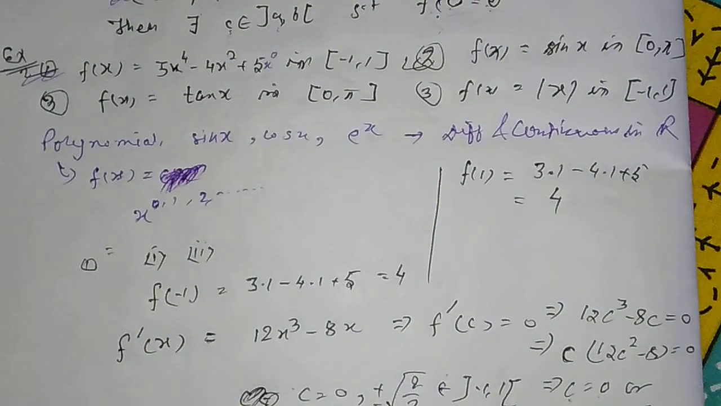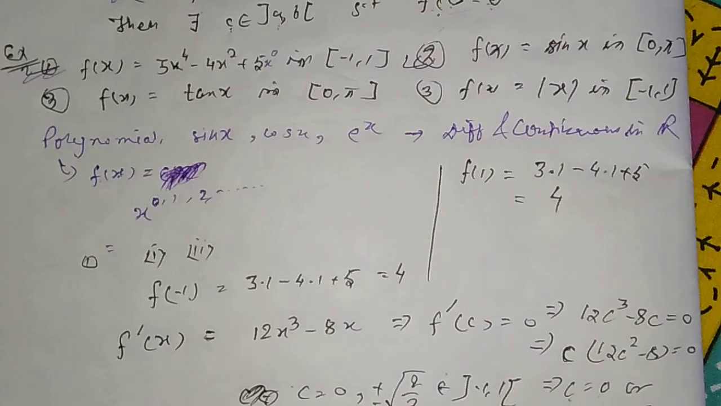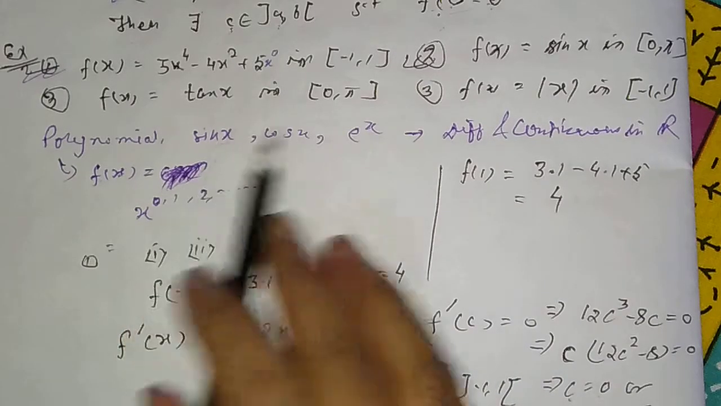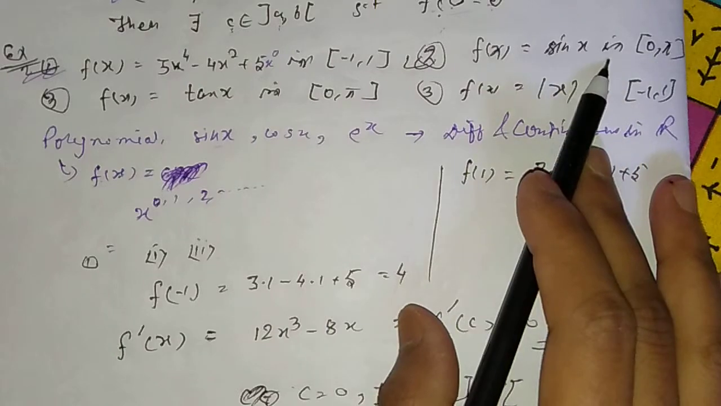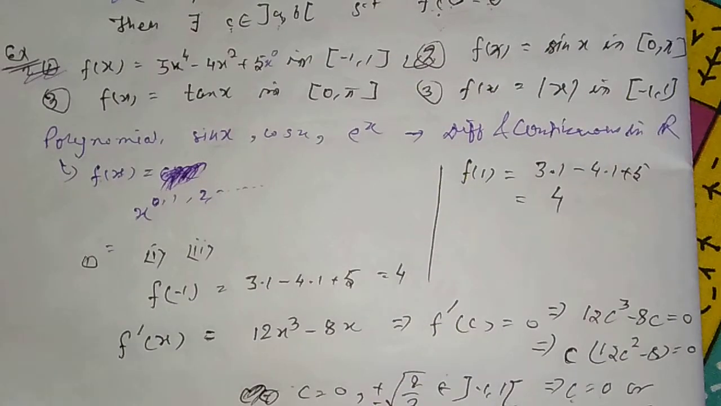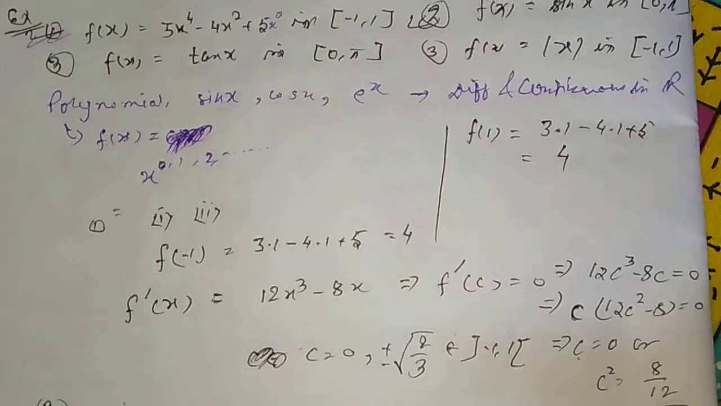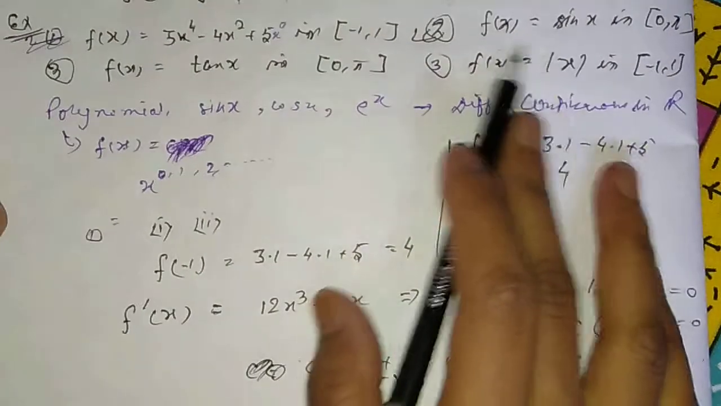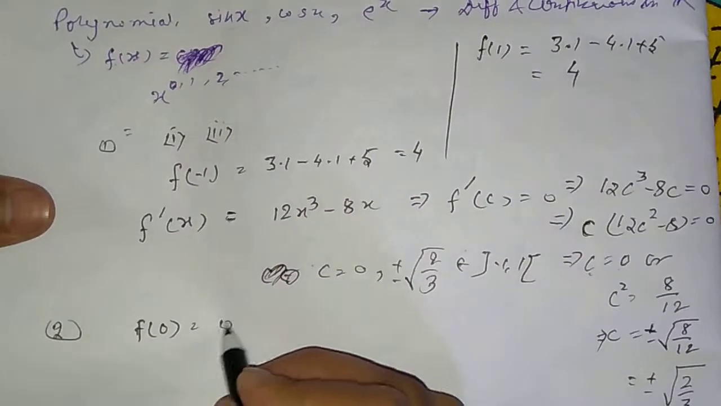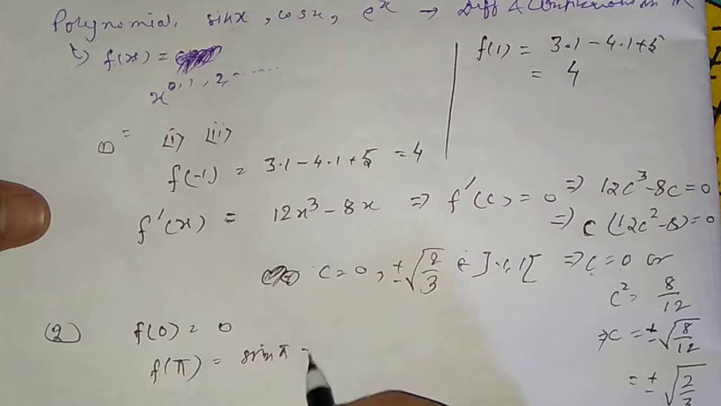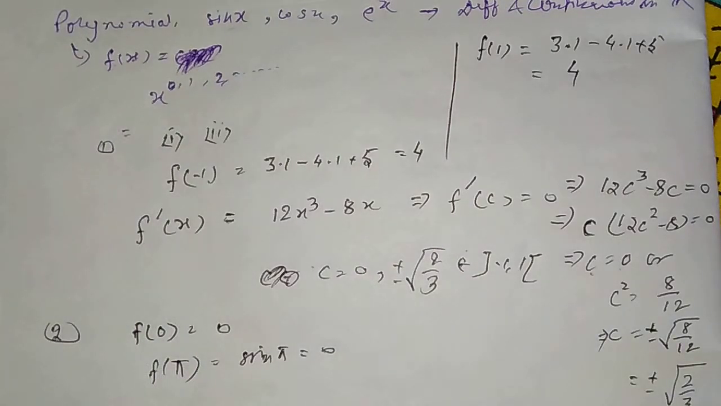Now we are going to verify the second example, which is f(x) equal to sin x in 0 to pi. We know that the trigonometric function sin x is continuous and differentiable in the whole of R. So the first two properties of Rolle's theorem are satisfied for this function. For the third property, we have to check that f(a) is equal to f(0), so we put 0 in sin x. So sin 0 is equal to 0, and f(b) is sin pi, which is also 0. So f(a) equals f(b), and the third property is also satisfied here.